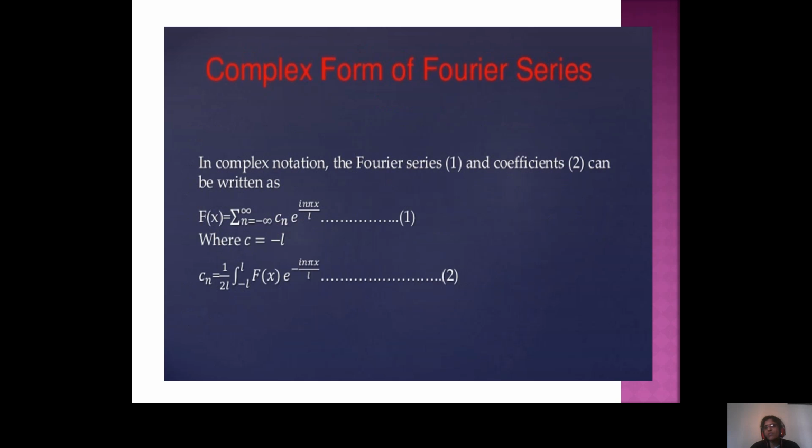Another, there is the complex form of Fourier series. For this complex notation, the Fourier series and coefficients can be written as f of x equal to summation n from minus infinity to infinity of cn e power i n pi x by L, where cn means 1 by 2L integral of minus L to L f of x e power minus i n pi x by L dx. This is the complex form of Fourier series.